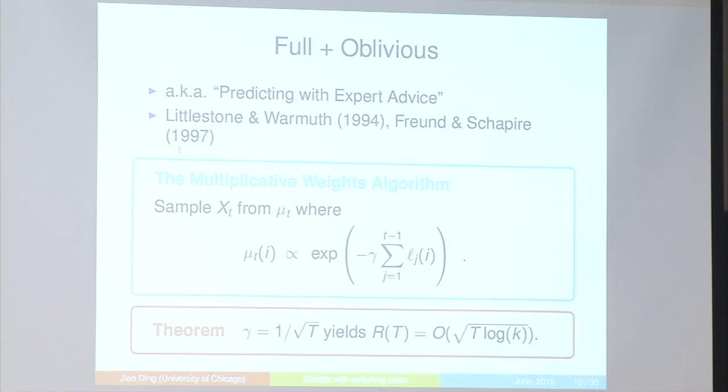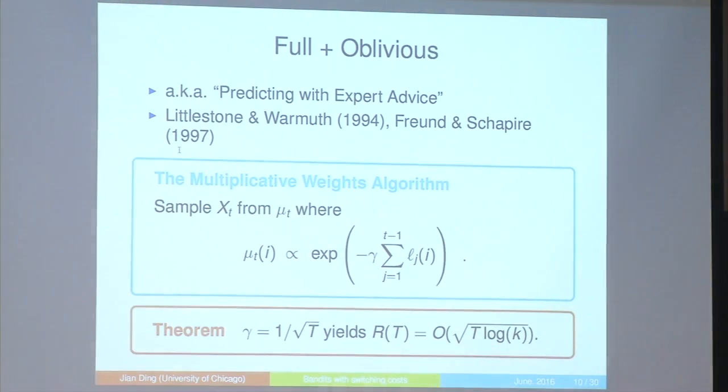Now let's look at a few combinations of the regimes. First, let's look at the most friendly regime, where you get full feedback, and the adversary is just oblivious. For this model, Littlestone and Warmuth in '94, and Freund and Schapire in '97, found that one can just use the multiplicative weights algorithm to achieve the square root T regret.